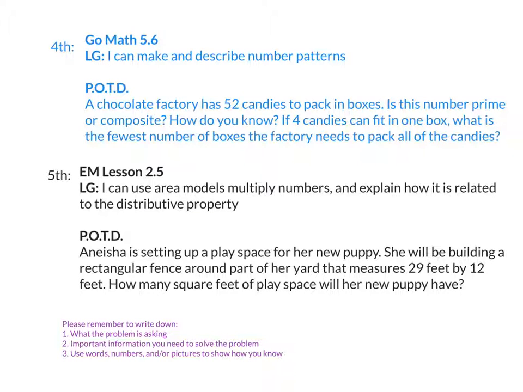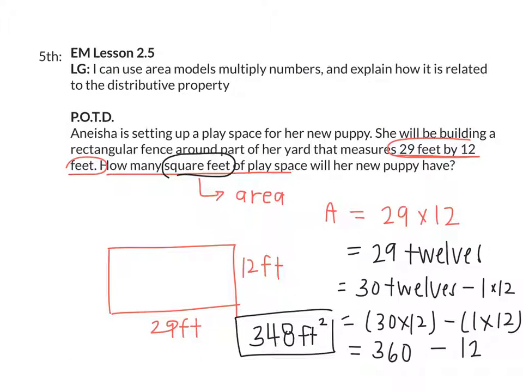Okay, fifth graders, today is Wednesday, October 9th, and we are continuing on in Module 2, Lesson 5. Today we're going to go back to revisit the idea of area models. We're going to use area models today to help us multiply numbers. And I want to show you how the area model is just a picture that shows the distributive property. Okay, but first let's talk about the problem of the day.